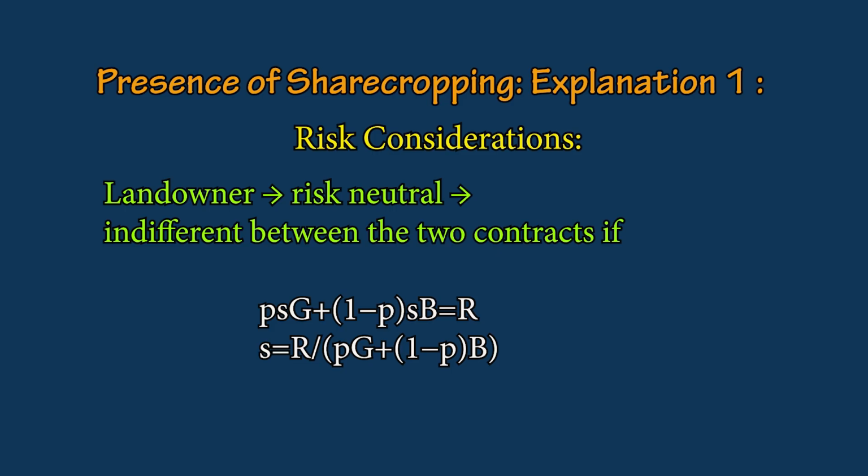Now, given these possible payoffs, let us consider the situation where both fixed rent contracts and sharecropping exist side by side. Now, this can happen if the return to the landlords from sharecropping and from fixed rent contract remains the same. The return to the landowner will remain the same if P times sG plus (1 minus P) times sB equals R. So, this is the situation where the landowner will remain indifferent between the two forms of contracts. Now, from this equation, we get a specified value of small s, which is R divided by P times G plus (1 minus P) times B.